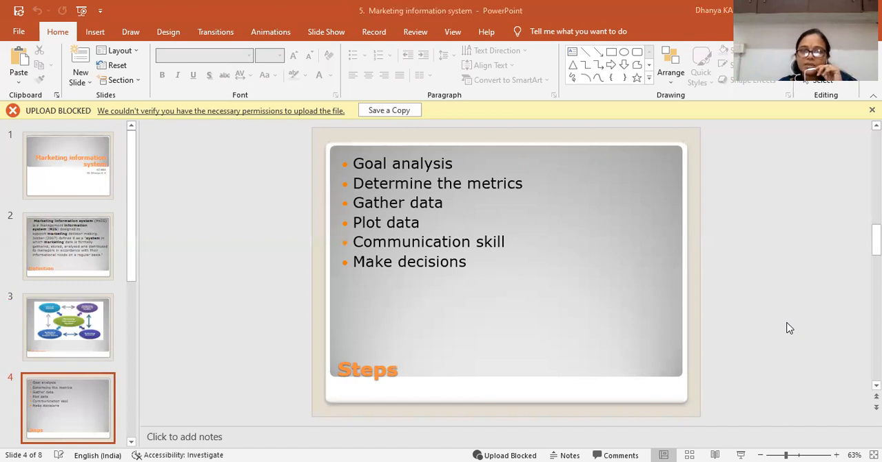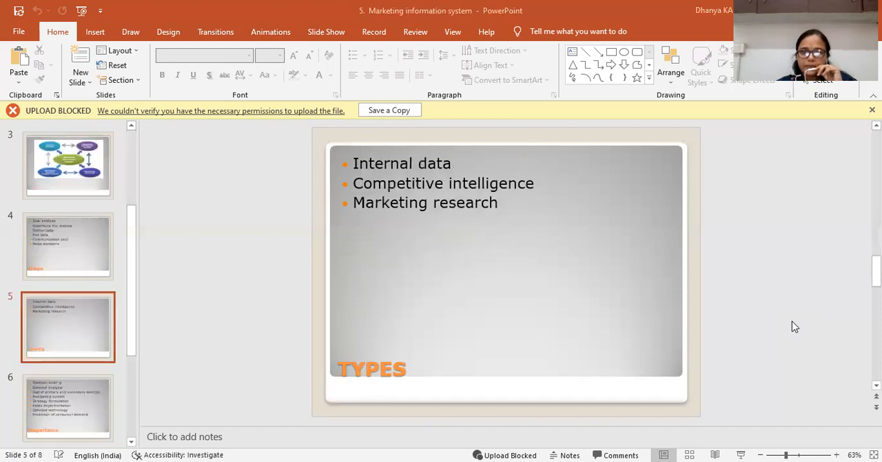So the role of MIS is to determine the metrics based on which decisions have to be taken, gather the data related to the metrics, and plot it properly. The different types of MIS: one is MIS which relates to the internal data of a company. That is, the company will have a lot of customer databases, product related features, and other documents which relate to the inside factors of the company.